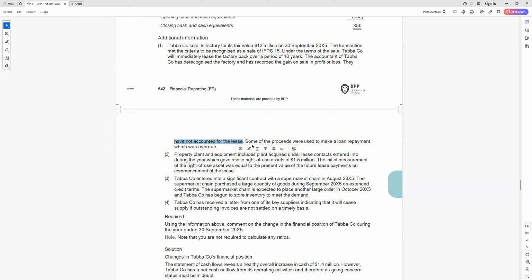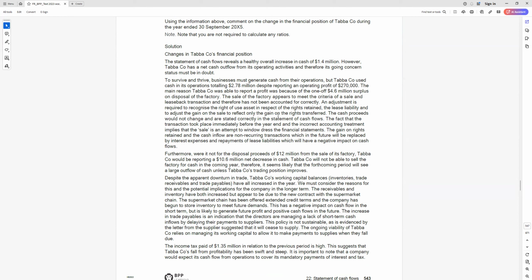An adjustment is required to recognize the right-of-use asset in respect of the right retained, the lease liability, and to adjust the gain on the sale to reflect only the gain on the rights transferred. The cash proceeds would not change and are stated correctly in the statement of cash flows. The fact that the transaction took place immediately before the year end, and the incorrect accounting treatment, implies that the sale is an attempt to window dress the financial statements.